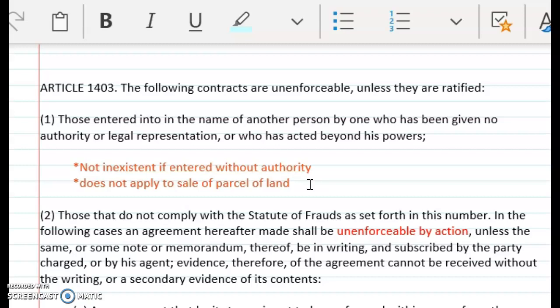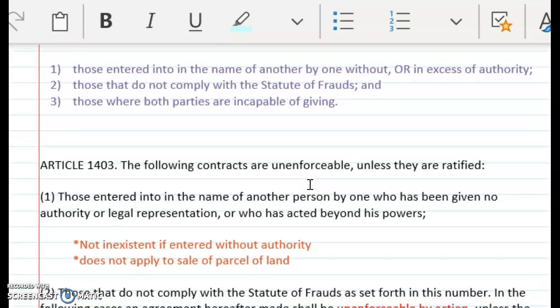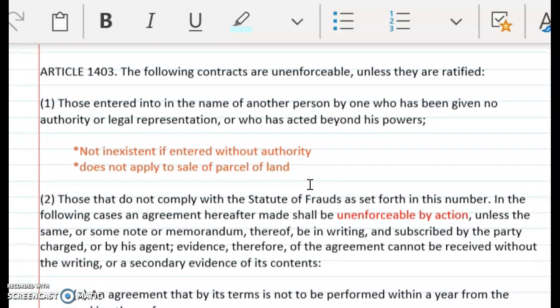Now let's move to the second one, those that do not comply with the Statute of Frauds. A little bit of history of the Statute of Frauds, guys. In 1677, charot, it's been so long, no? So, we will not dwell on the history, guys. Let's go to the Statute of Frauds in the Philippine setting.